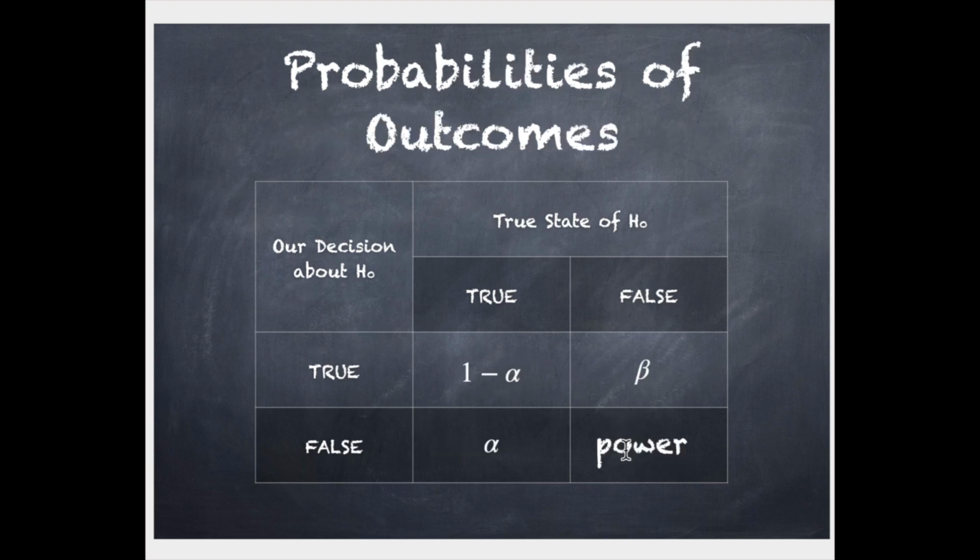Remember that power is equal to 1 minus beta. And then this cell, which contains the probability of failing to reject the null hypothesis when in fact it's true, the probability associated with that is 1 minus alpha. So this column adds to 1, the probabilities in this column add to 1, and the probabilities in this column add to 1 as well. So that's a nice way to remember that.